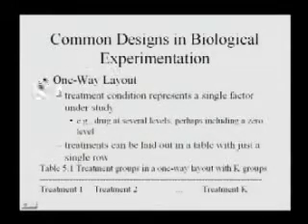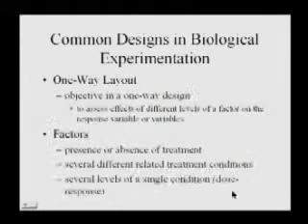The one-way layout, we see that the treatment condition represents a single factor under study. For example, a drug at several levels, perhaps including a zero level. Treatments can be laid out in a table with just a single row. So table 5.1 shows the treatment groups in a one-way layout with K groups, treatment 1, treatment 2, and so forth, up through treatment K.